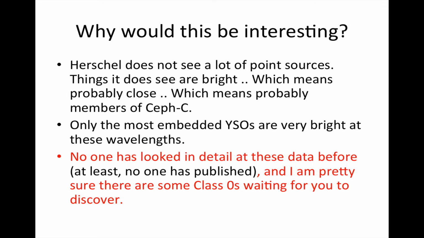Herschel doesn't see a lot of point sources, as you can see in those images. And the things it does see are pretty bright, which probably means they're close, which probably means they're young stars in Cep C. Only the most embedded young stars are going to be very bright at Herschel bands. And no one, to my knowledge, has looked at these data in any detail. And I'm pretty sure there are some interesting sources in there that we're going to find.